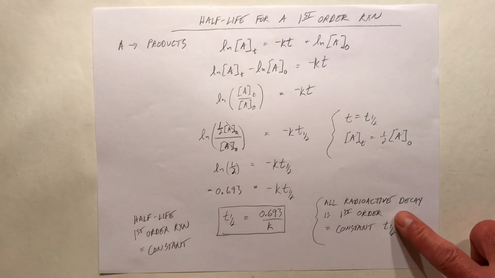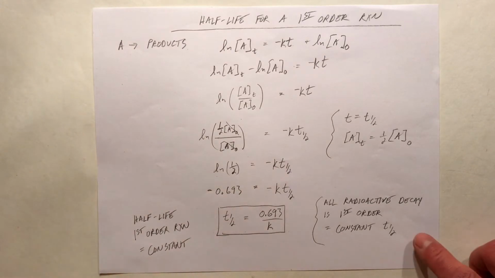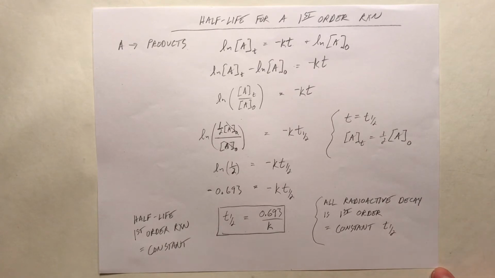Now it's important that all radioactive decay is a first-order process. So when we have radioactive decay of elements, they're first-order decay processes. So we have a constant half-life for those.